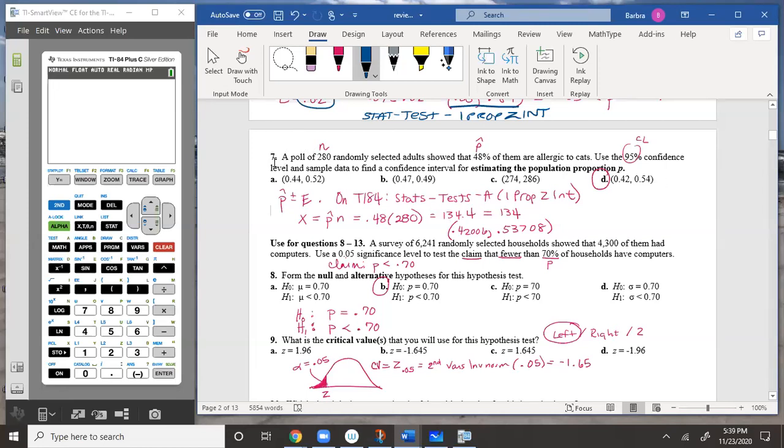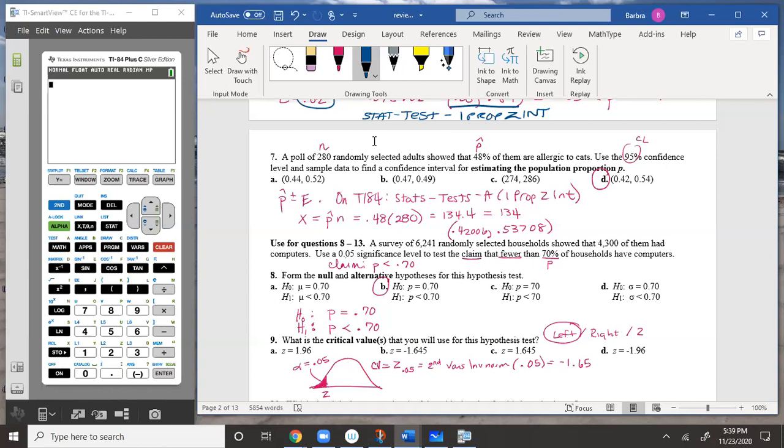All right, so in number 7, a poll of 280 randomly selected adults showed that 48% of them are allergic to cats. Use the 95% confidence level and sample data to find a confidence interval for estimating the population proportion P.